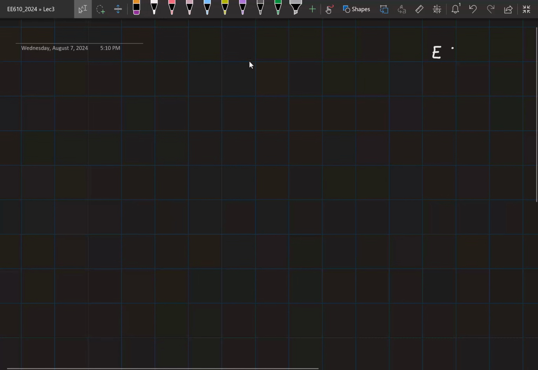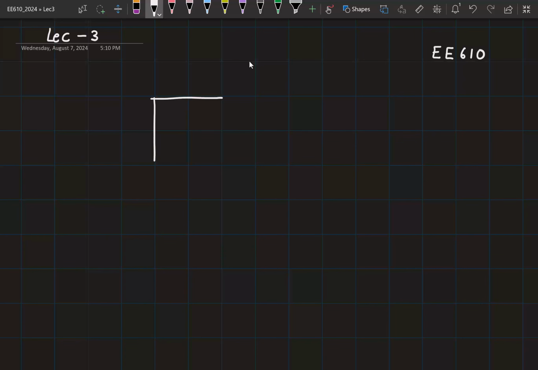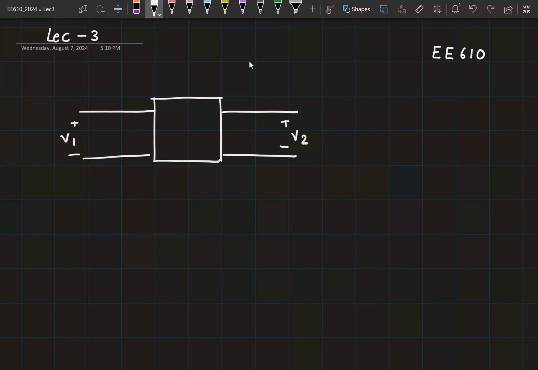So this is EE610, lecture 3, and we have been analyzing a nonlinear two-port network. Let's say the port voltages are V1 and V2.